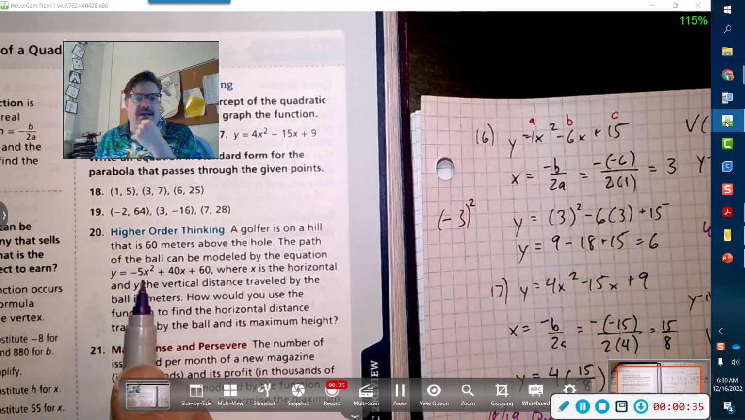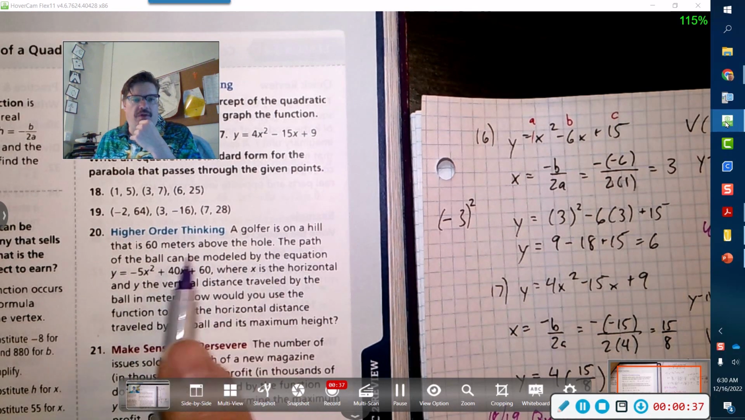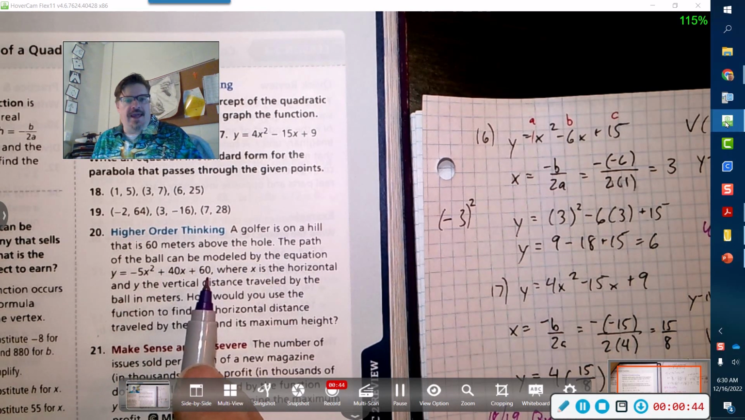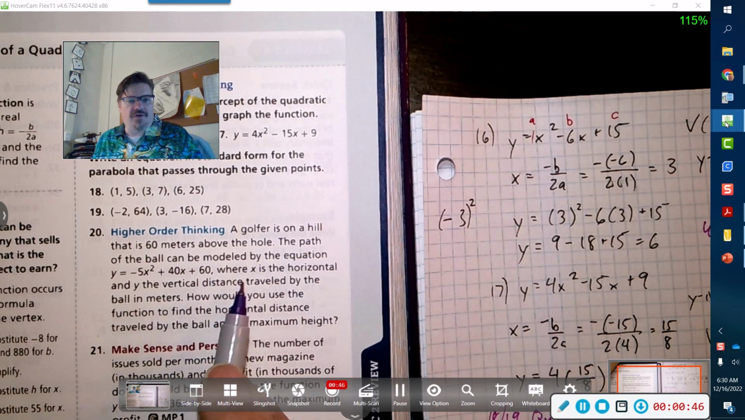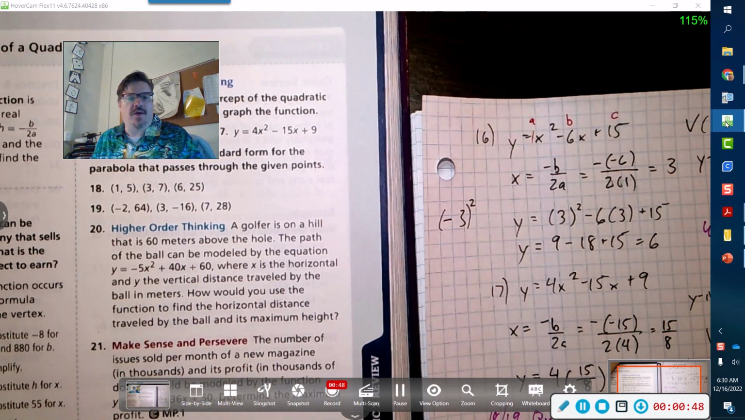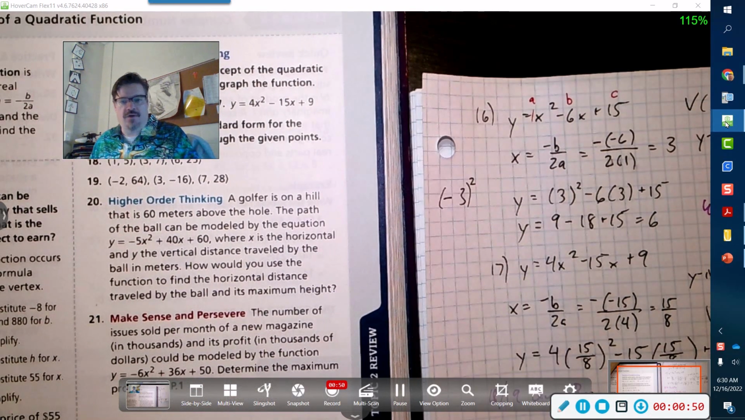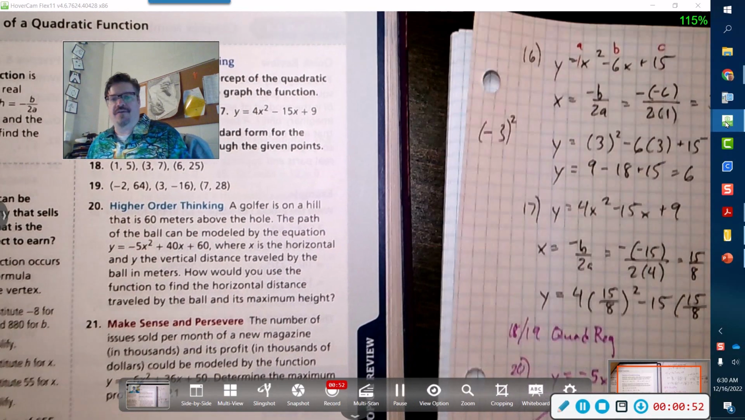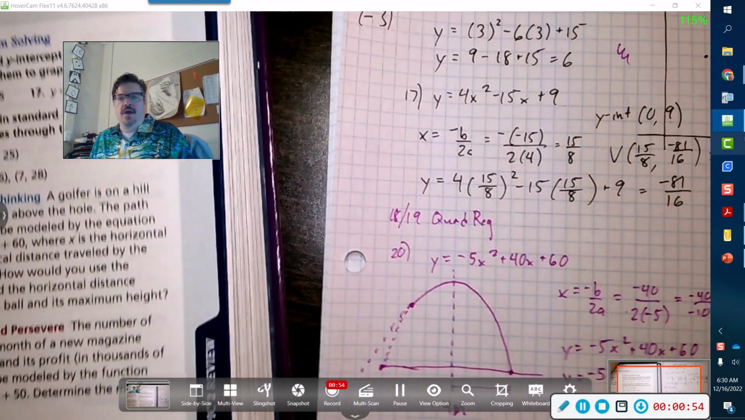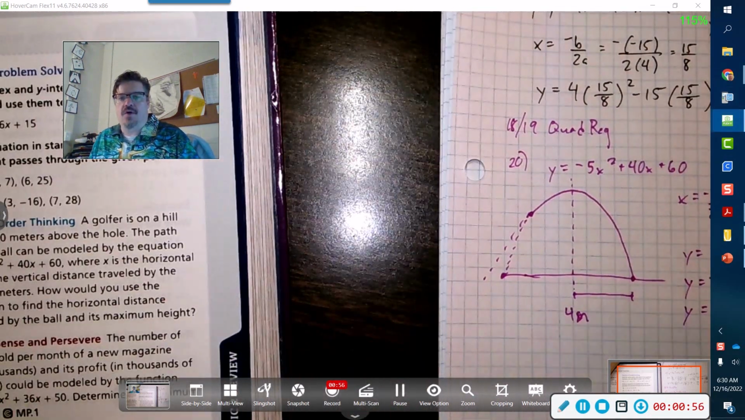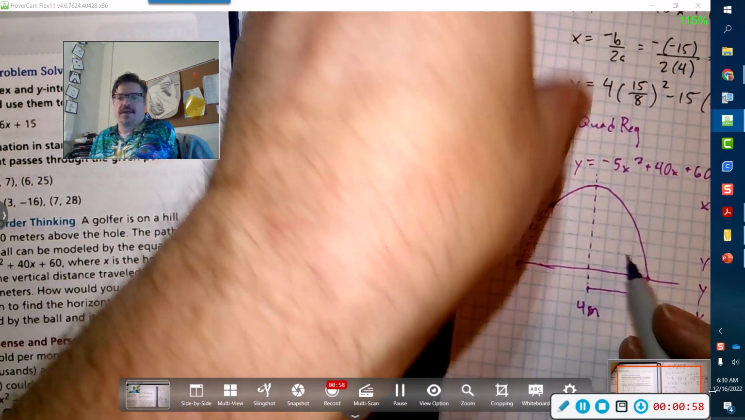The golfer is on a hill, and it's 60 meters above the hole. The path can be modeled by this equation. It looks like we are accounting for that 60. This gives us the vertical distance and the horizontal distance when we actually graph it. So what I did is I graphed it here.